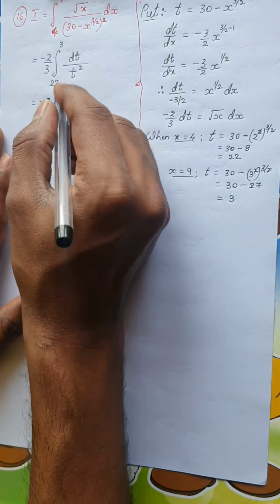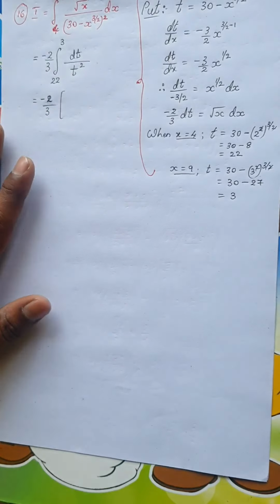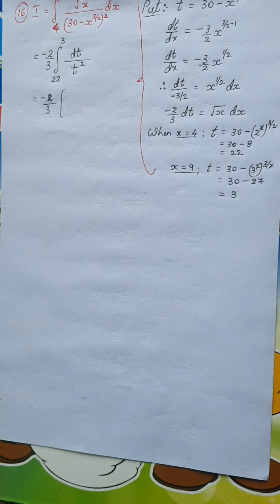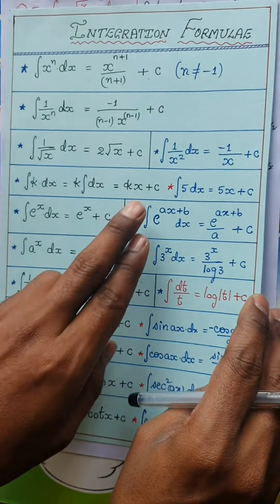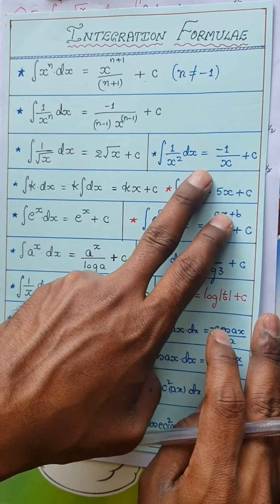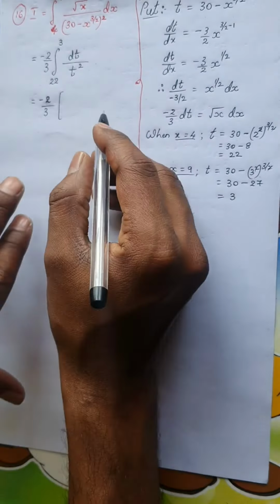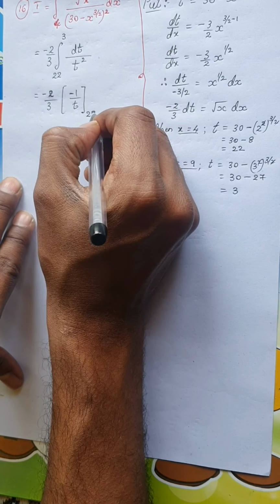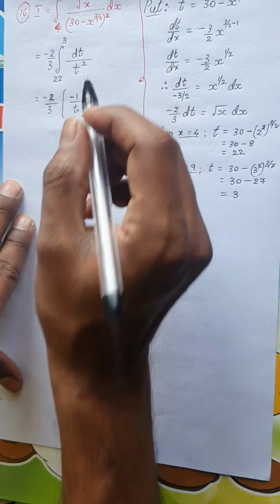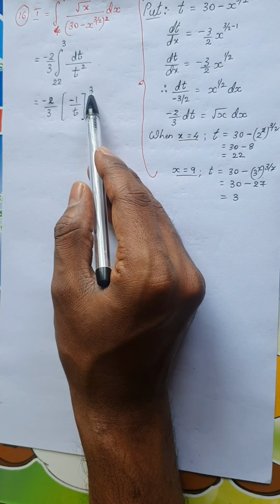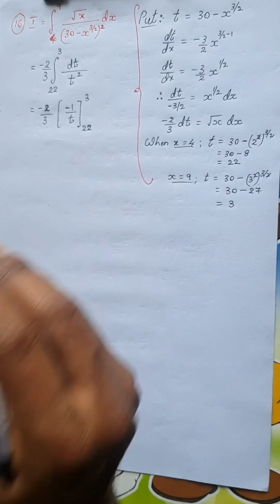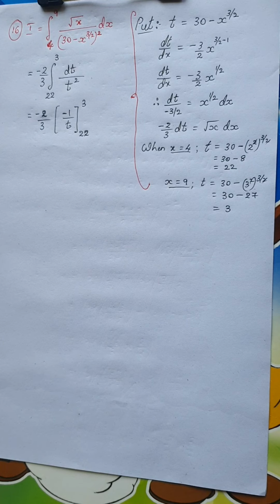Now what is the integral of 1 by t square? I have already told you this is a standard result. Integral of 1 by x square is nothing but minus 1 by x. I hope you know this, isn't it? Integral of 1 by x square dx is nothing but minus 1 by x. So the integral of 1 by t square is minus 1 by t. This is integrated within the limits 22 to 3. And one more hint, you need not always have the upper limit more than the lower limit. It need not be that way. Sometimes the upper limit will be a smaller value than the lower limit.